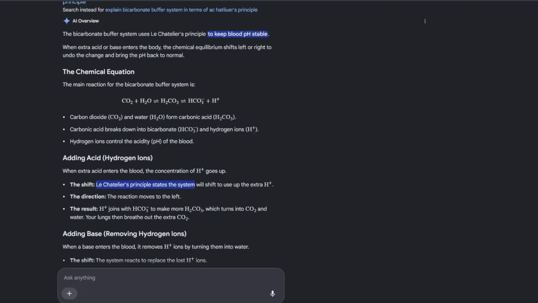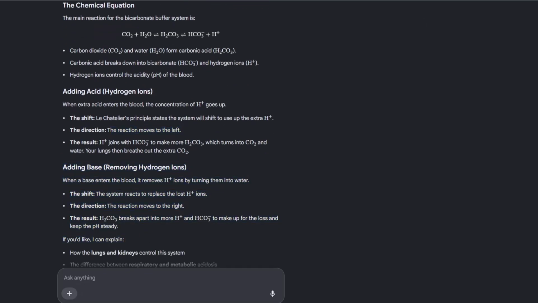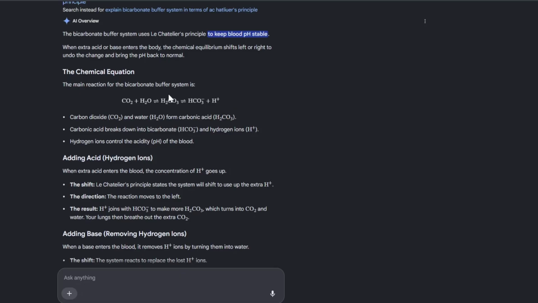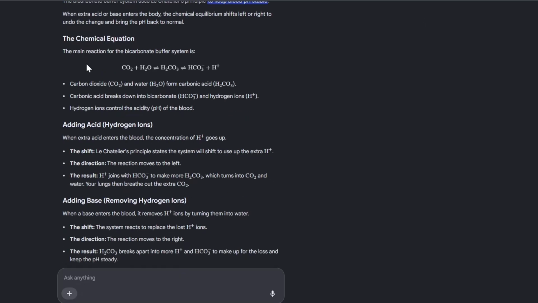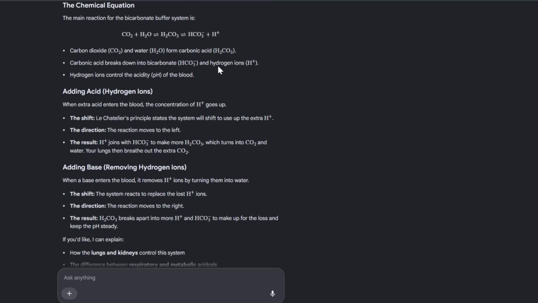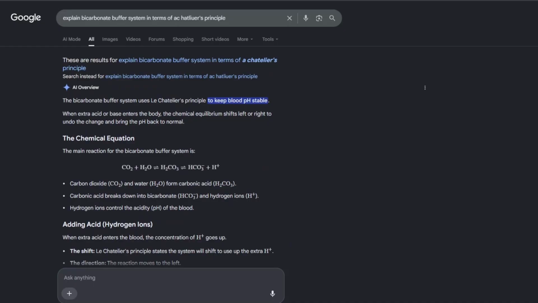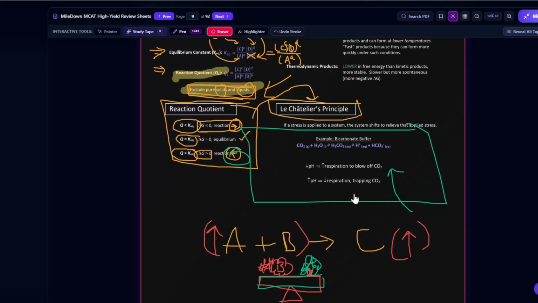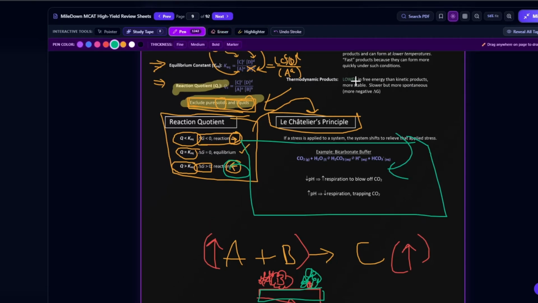Le Chatelier's principle states that the system will shift to use up the extra H plus. So the reaction moves to the left because there's an upward trend on the right side. Like I said, it's a seesaw. If it's higher on the right side, then it wants to shift to the left to balance that out. Adding a base is the opposite. When a base is added to the blood, it removes this, so we have to shift the reaction right so that this side can be at equilibrium. So that's basically how the bicarbonate system is related to Le Chatelier's principle, or in other words, how Le Chatelier's principle is able to explain the bicarbonate buffer system.